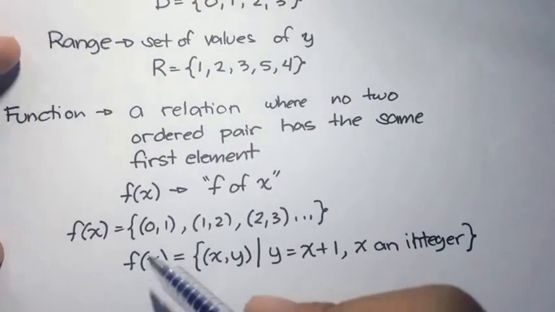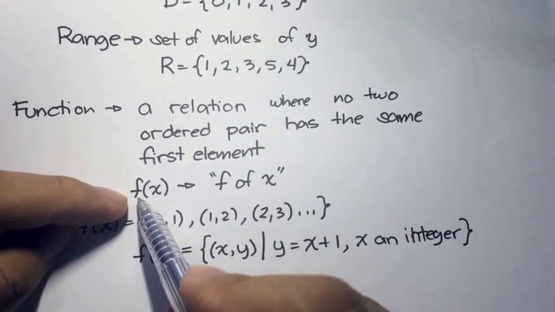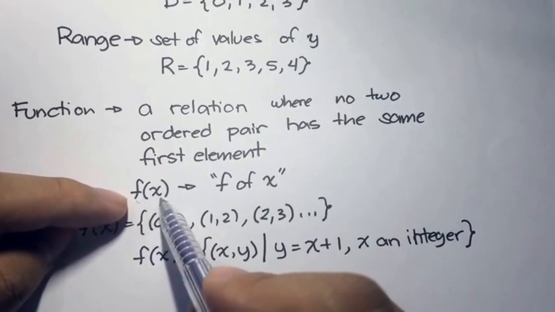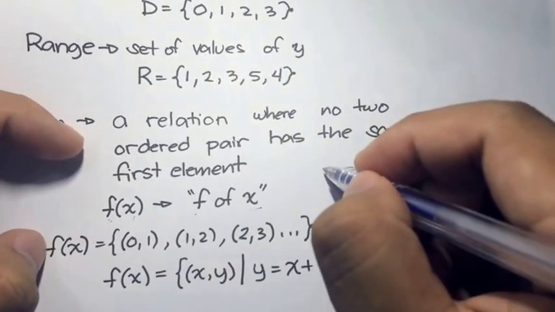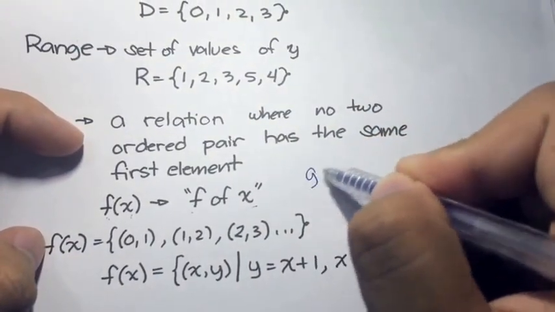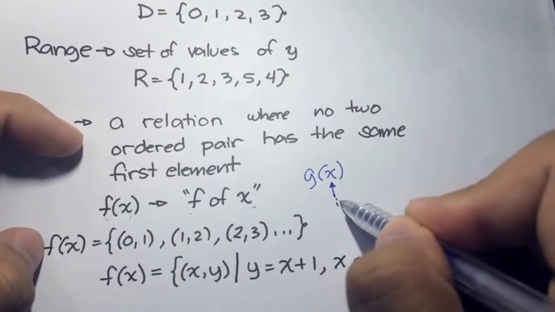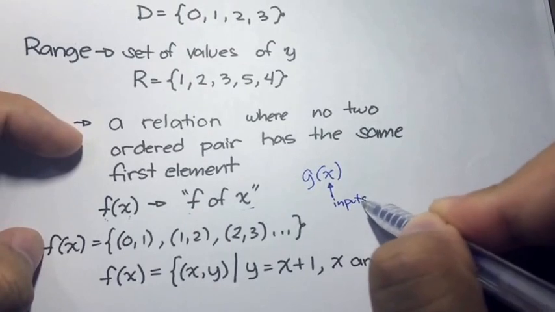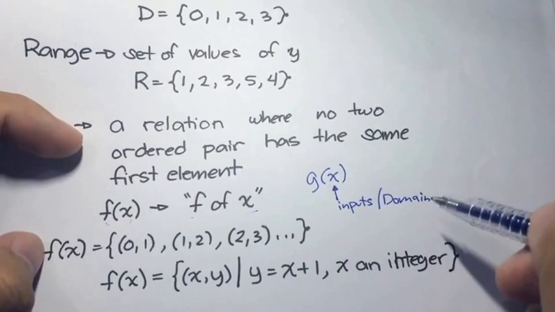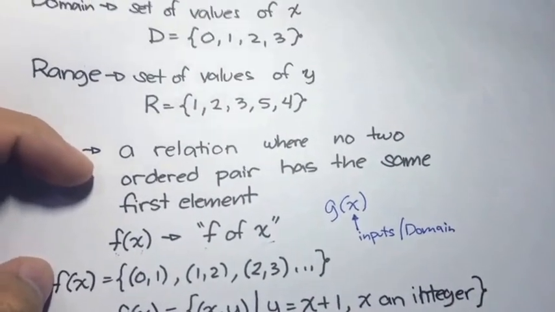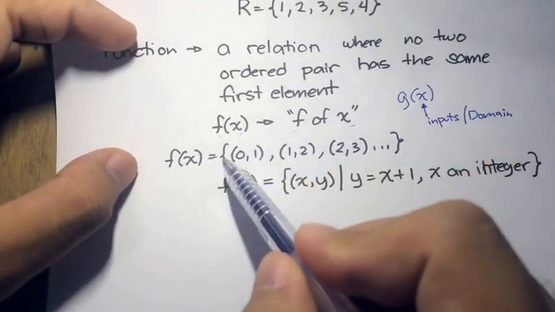For example, here we have a function. By the way, we write functions in this form. f of x means function of x, or sometimes we write this with a different letter like g of x. This is the input of the function, or the domain. It's the variable that holds the domain of the function. So let's see.